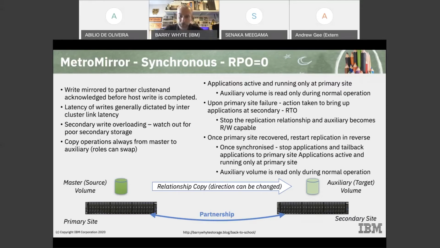So once you've recovered it, you can then flip the direction of that copy, synchronize everything back from the secondary site, which is going to be the most up-to-date, and then flip back again so that you're copying in the same direction. So that's a standard synchronous replication situation.